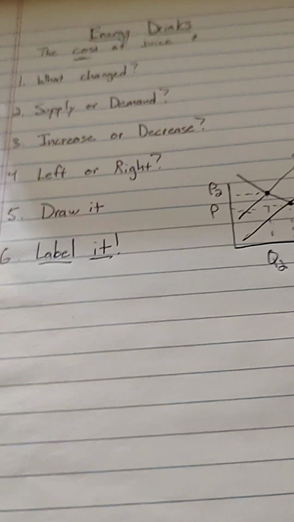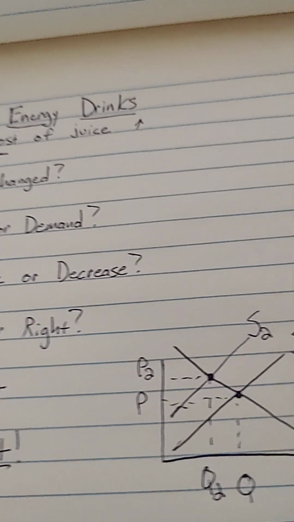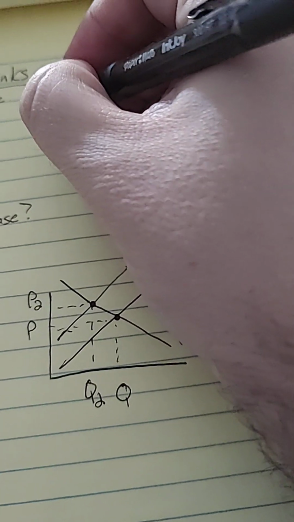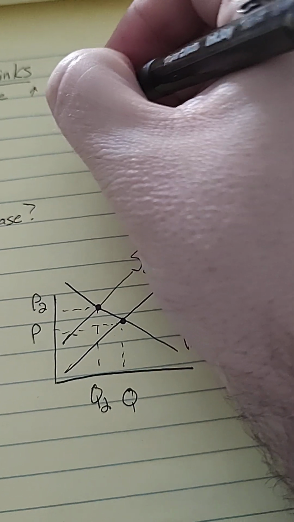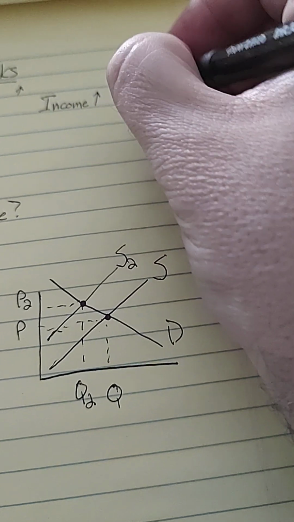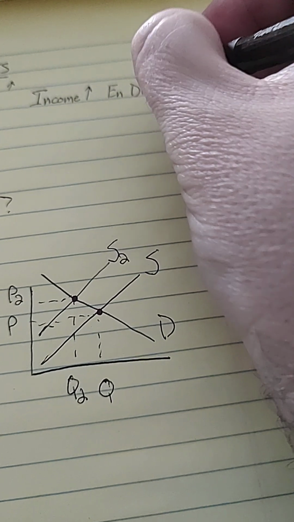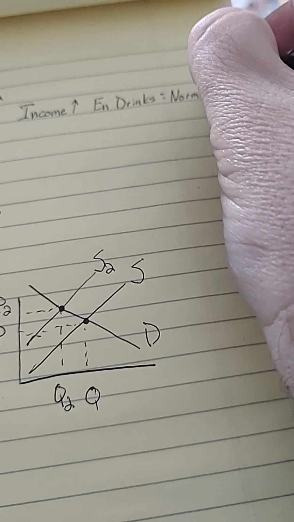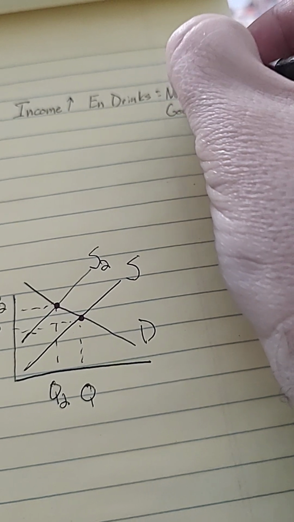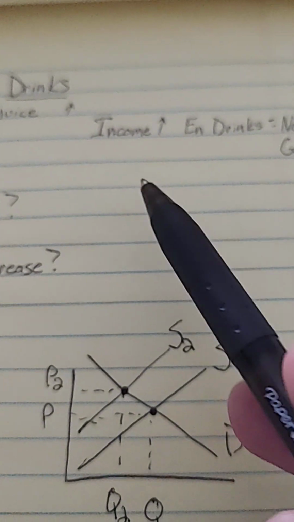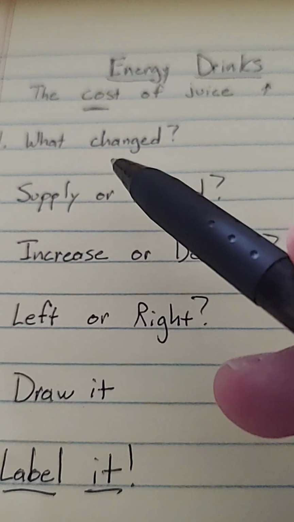So let's see, we'll stick with energy drinks. Let's say that income is going to go up, and we're going to say that energy drinks are a normal good. That energy drinks are a normal good, okay? So, come back here. What is it that changed? Income. That's what changed, okay?